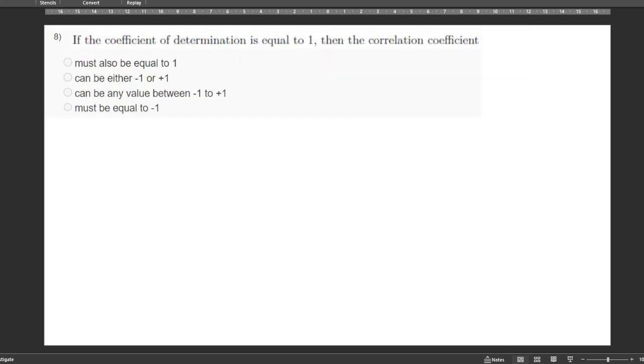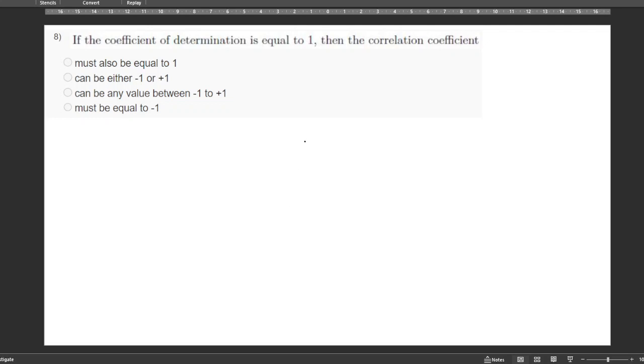So following this question, the eighth question was also the same. If the coefficient of determination is equal to 1, we know 1 means it's completely all the data are matching or coming close to the regression line. So then the correlation coefficient is given by, so correlation coefficient means how linear the fit is.